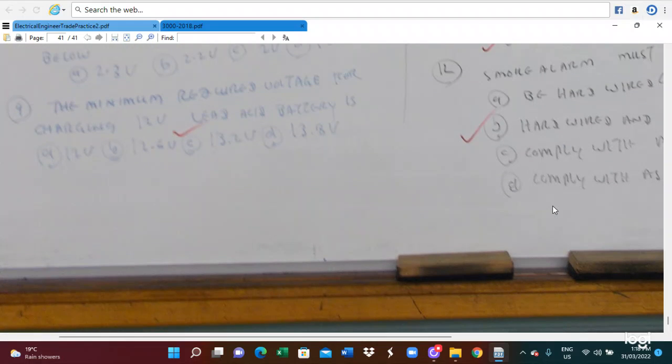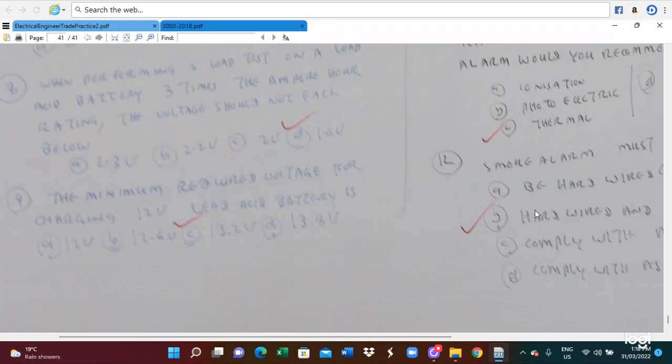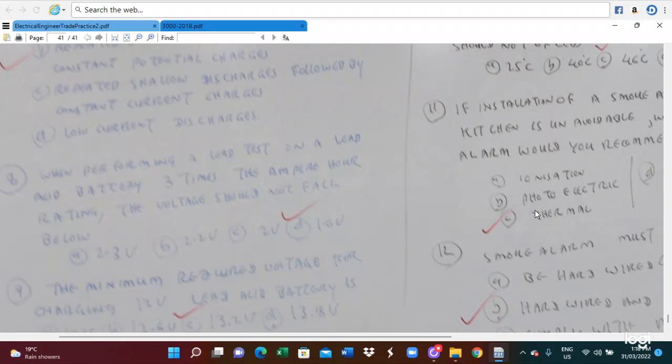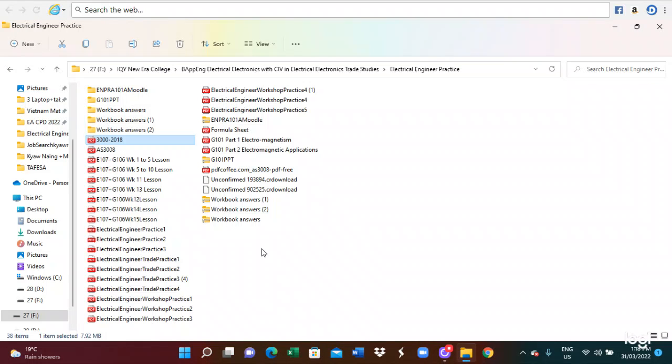So in this lesson, in Trade 2, I have explained to you about the standby power supply, the requirement of the generator, and also the appropriate AS/NZS 3000 rule. Also, I explained about the battery. Then we also talked about electrical Trade 1. What's your practice?